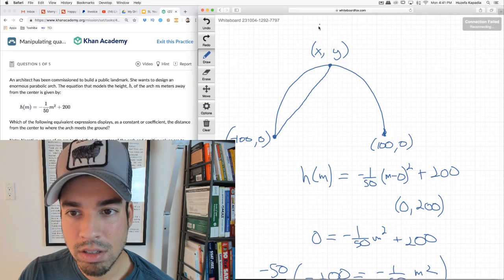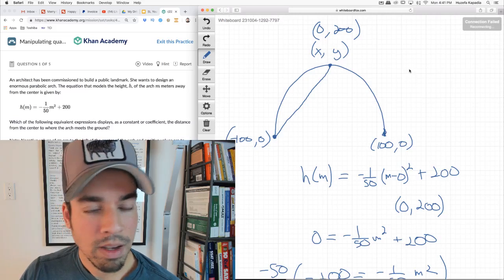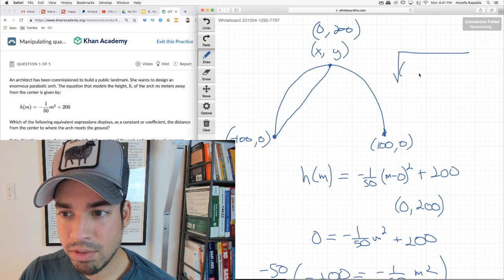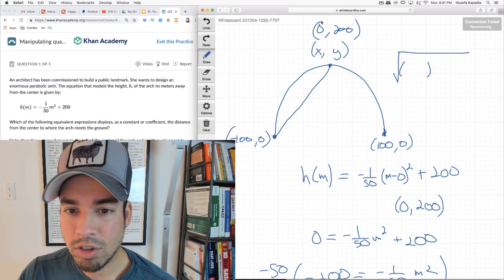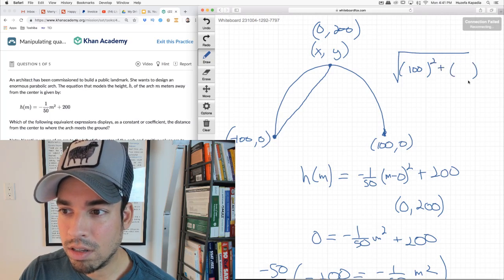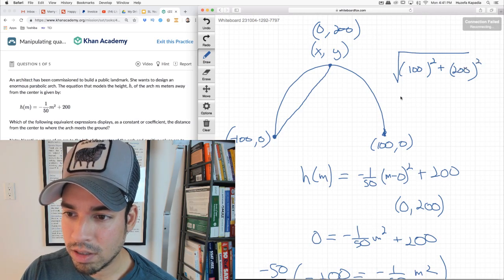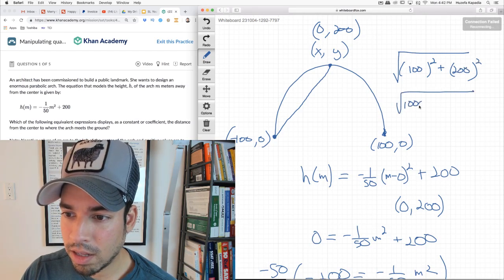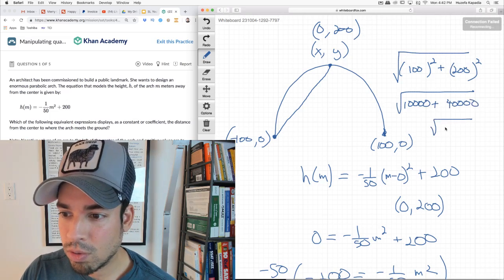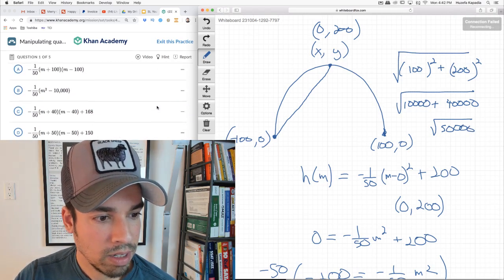So now I know that this is 0, 200. And then what's the distance from this point to this point? Now we use the distance formula and we take the difference of the x values, 0 minus negative 100, which is 100 squared, plus the difference of the y values, 200 minus 0, which is 200 squared. And this gives us 10,000 plus 40,000. 200 squared is 40,000. Square root of 50,000. Okay, that's my answer.